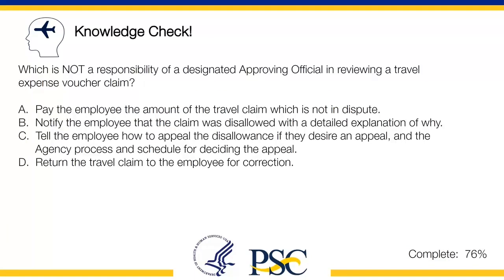Which is not a responsibility of a designated approving official in reviewing a travel expense voucher claim? A. Pay the employee the amount of the travel claim which is not in dispute. B. Notify the employee that the claim was disallowed with a detailed explanation of why. C. Tell the employee how to appeal the disallowance if they desire an appeal, and the agency process and schedule for deciding the appeal. D. Return the travel claim to the employee for correction. Pause the video, consider your response, and then resume to learn the answer.